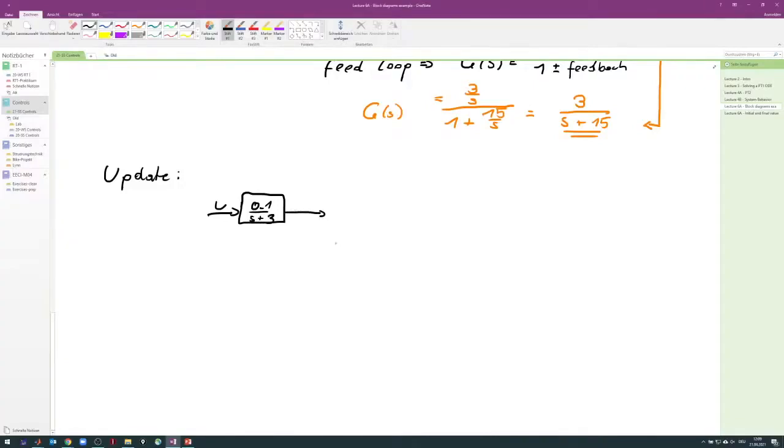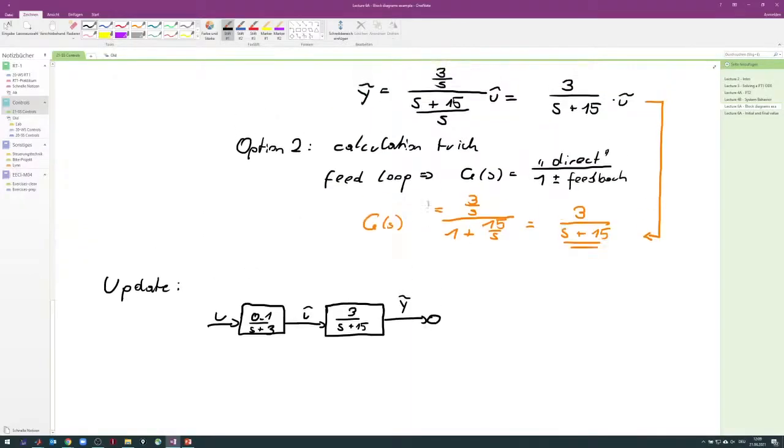Then we had the summation loop, but this we have resolved by now. So our new system is, here we said it's U tilde, it's 3 over S plus 15. And here what goes out is this Y tilde. Okay, and then we're still having this summation here, right?